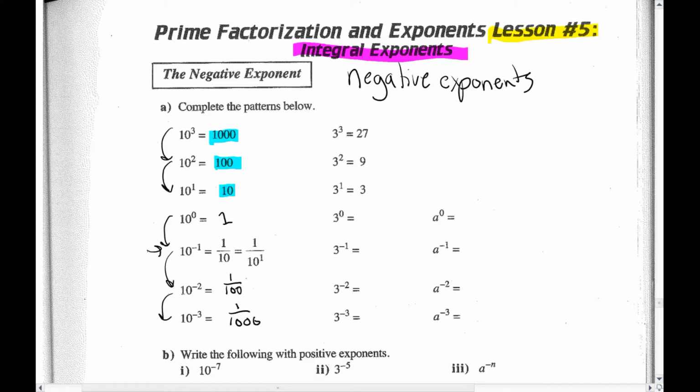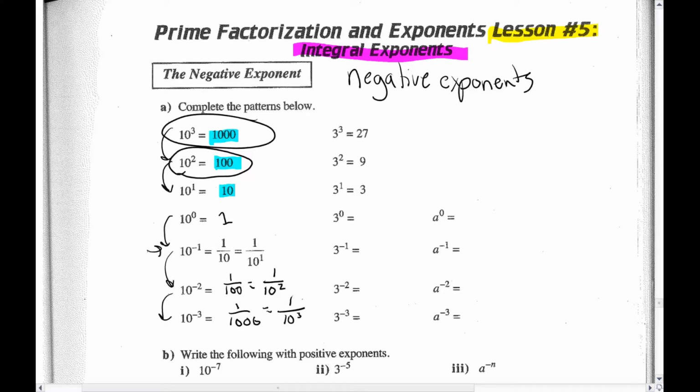And those can be rewritten. 1 over 10 can be rewritten as 1 over 10 to the 1. 1 over 100: up here we already said that 100 is equal to 10 to the power of 2, so now we can say 1 over 10 to the power of 2. And 1,000 we know is equal to 10 to the power of 3, so 1 over 10 to the power of positive 3.